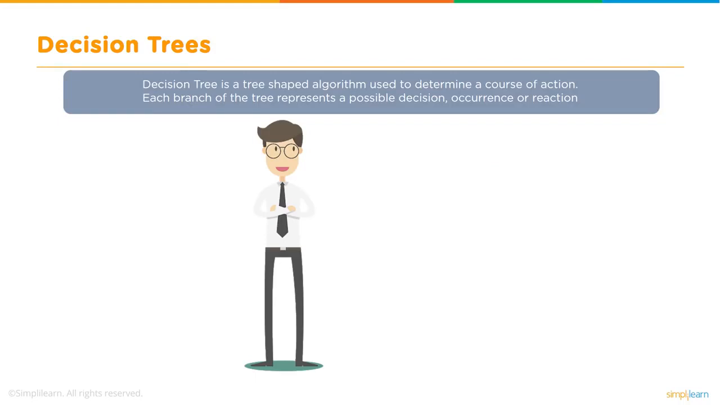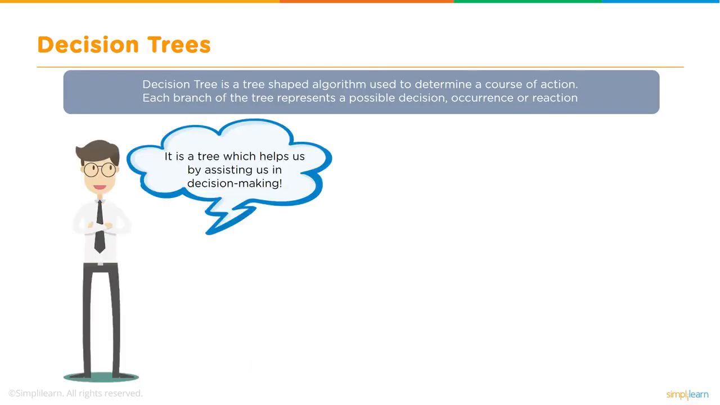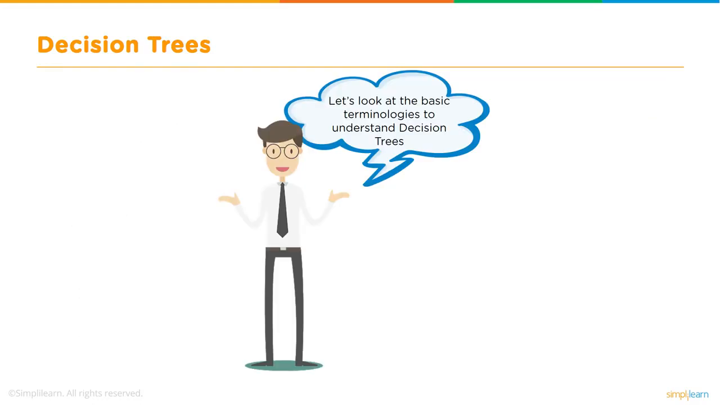Each branch of the tree represents a possible decision, occurrence, or reaction. It is a tree which helps us by assisting us in decision making. Let's look at the basic terminologies to understand decision trees.